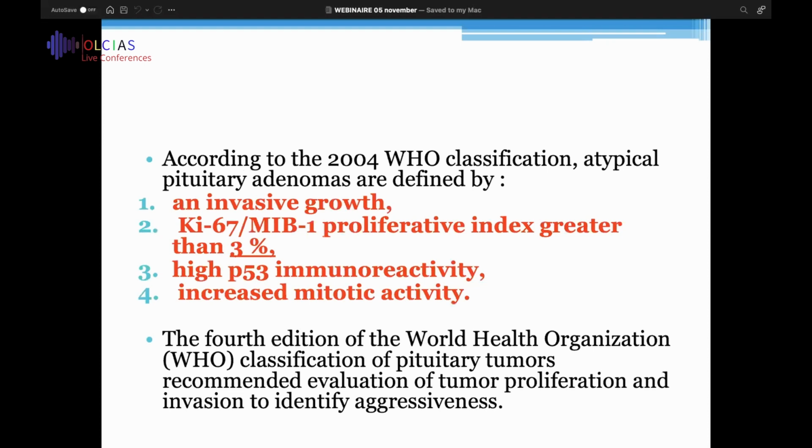According to the 2004 World Health Organization classification, the atypical pituitary adenomas are defined by an invasive growth, ki-67 or MIB1 proliferative index greater than 3%, a high p53 immunoreactivity, and also an increased mitotic activity. So, the fourth edition of the World Health Organization classification of pituitary tumors recommended the evaluation of tumor proliferation and also the invasion. So the proliferation and invasion, the two, and the objective is to identify the aggressiveness of pituitary tumor.